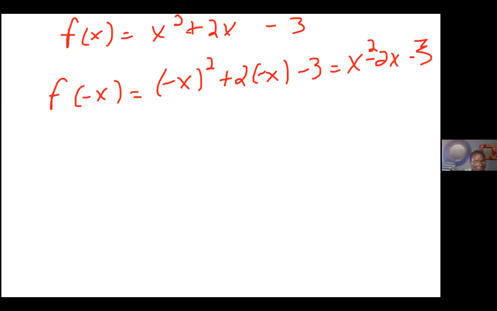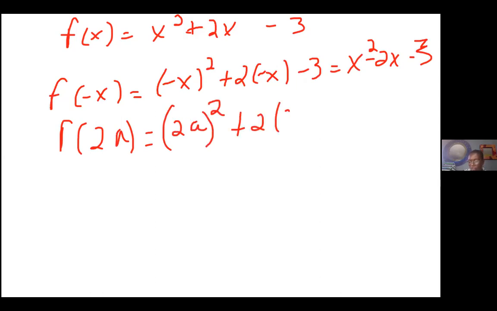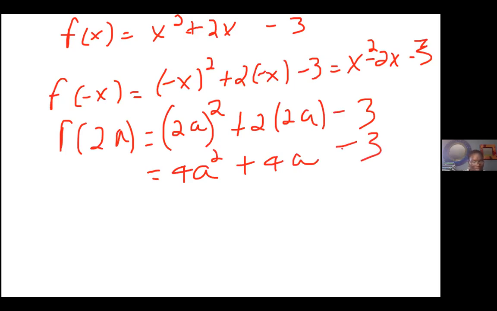Well, what about if it's f of 2a? As in, you're going to substitute 2a in for every single x. What is that one going to simplify to? 2a squared plus 2 times 2a minus 3. So 2a squared, guys, is 2a times 2a. 2a times 2a will produce 4a squared. Then 2 times 2a gives you 4a. And then bring down the minus 3. And just like that, you're done.